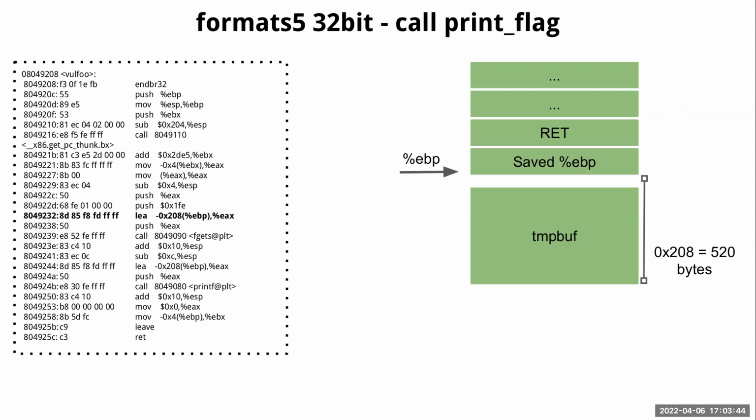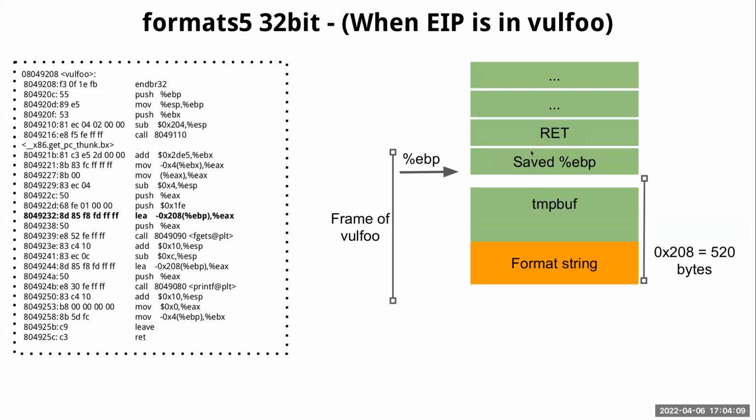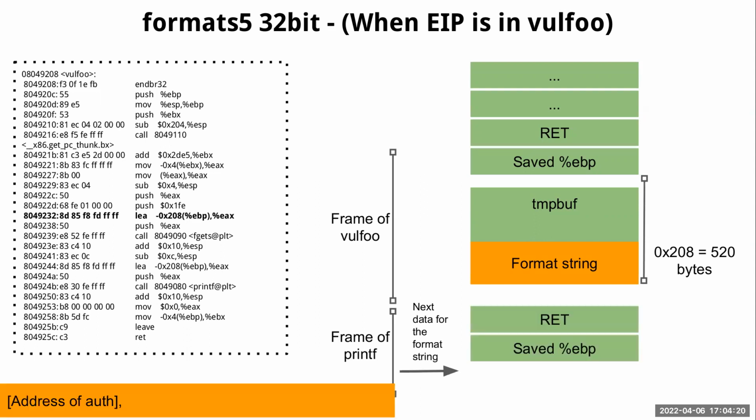This is the disassembly of vuln, and on the right hand side we can see the stack. We do not have a stack canary there. We have a buffer, 520 bytes, the saved EBP, and the return address. Using that fgets, we will not be able to overwrite this one. So what we can do is put the format string in the buffer, at the beginning of the buffer or anywhere in the buffer. That's where we input.